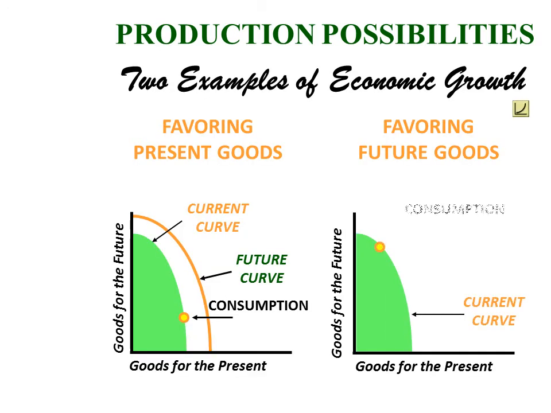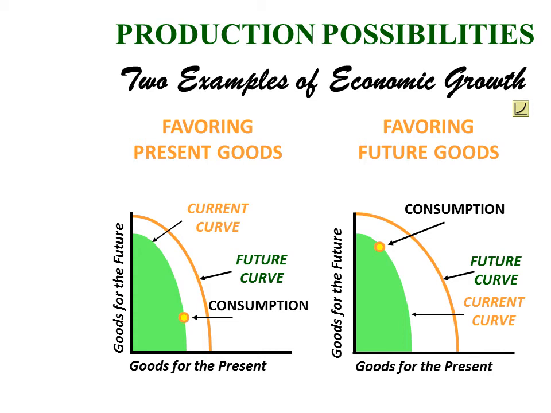So here we have on the left-hand side an economy which favors present goods. In other words, if you look on the horizontal axis of both of these production possibility frontiers, goods for the present would represent consumer goods. So in our little world, it was the pizzas, right? And goods for the future represent capital goods. So let's call, for the sake of argument, the economy on the left-hand side favoring present goods, we'll call that economy A. And the economy on the right, for the sake of argument, we'll call that economy B.